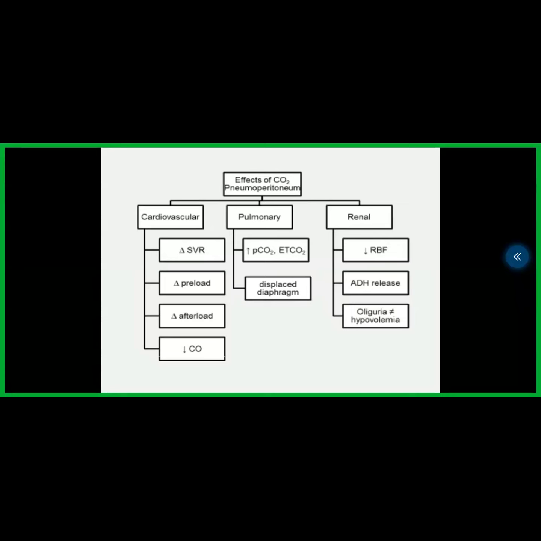Then the effect of pneumoperitoneum is also summarized, as I said earlier. There's a change in systemic vascular resistance, a change in the preload, and an increase in the afterload, and all these things together reduce the cardiac output. Then for the pulmonary system, there's an increase in the partial pressure of carbon dioxide and end-tidal CO2, and also a displaced diaphragm.